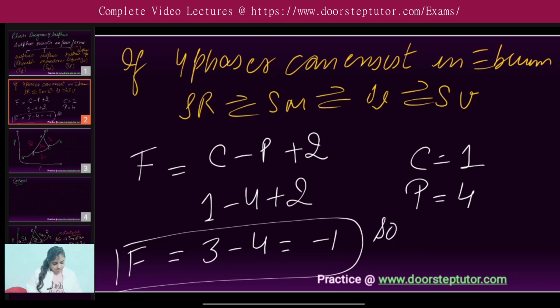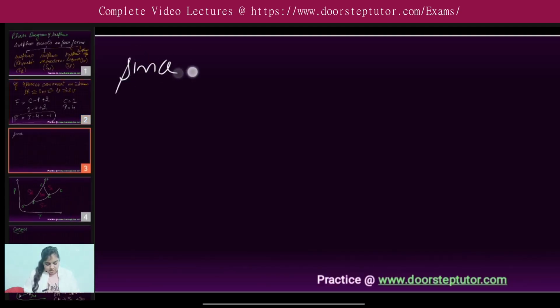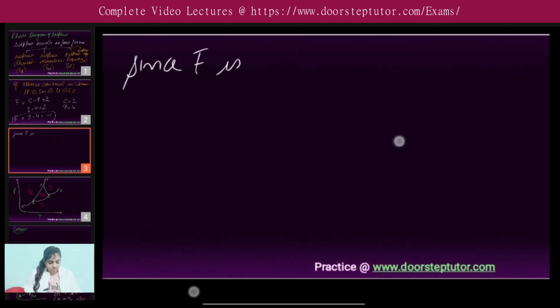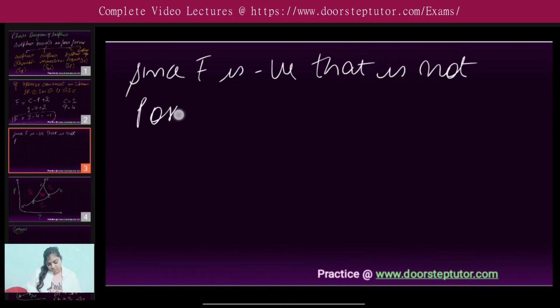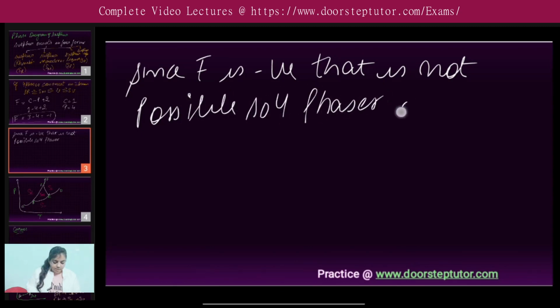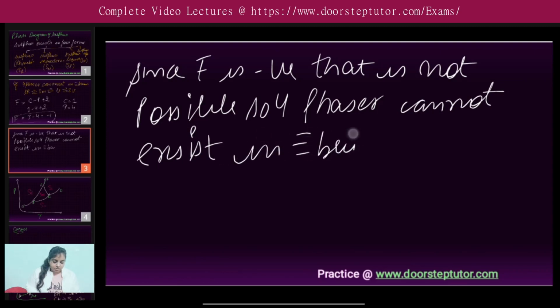So it is negative, hence, let us write it down. Since the degree of freedom is coming negative, since F is negative, that is not possible. So four phases cannot exist in equilibrium with one another, right?